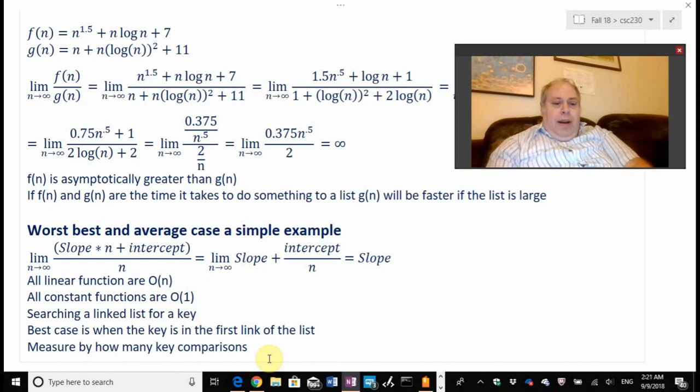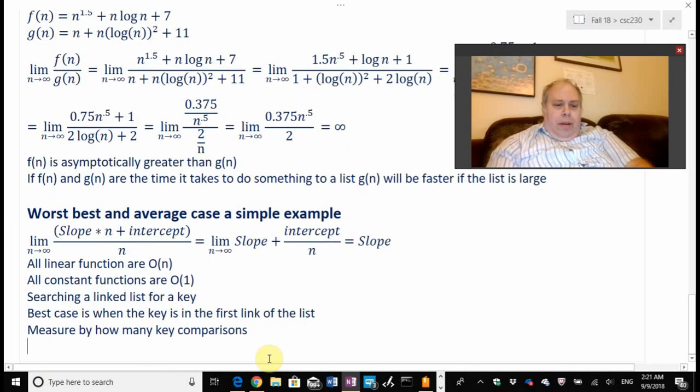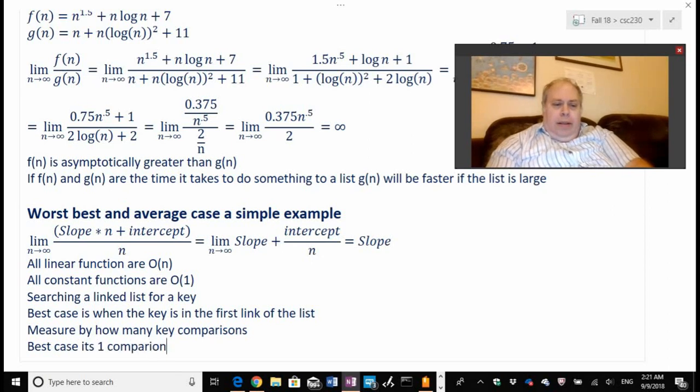This might be modified, and I'll talk a little more about that in future classes. But basically, we're going to just count key comparisons now. So when it's the first link in the list, in the best case, it's one comparison, or O of 1. Very simple.